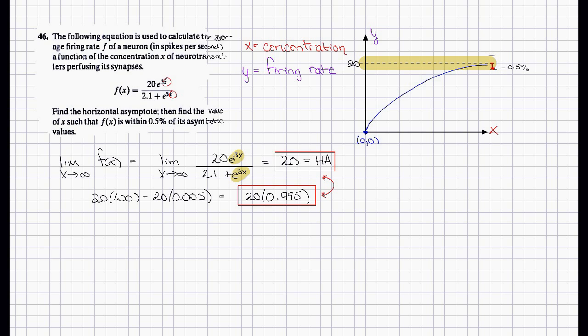Because if they're greater than this point, you know they're never going to be greater than this point. So if they're greater than this point, you know they're less than this point, then the x values that are greater than or equal to this point here are going to be all the values that fall within 0.5% of my asymptotic value. So how do I write that?